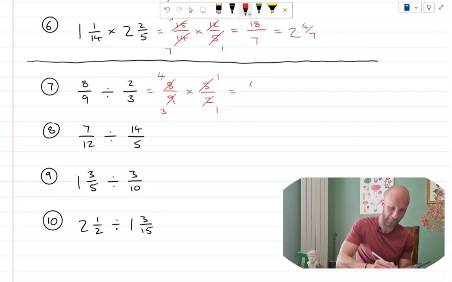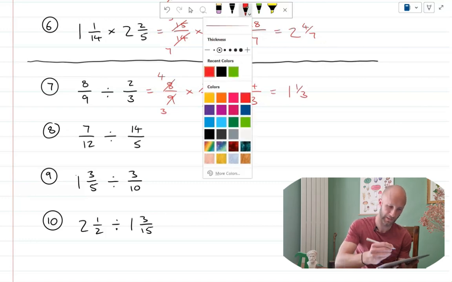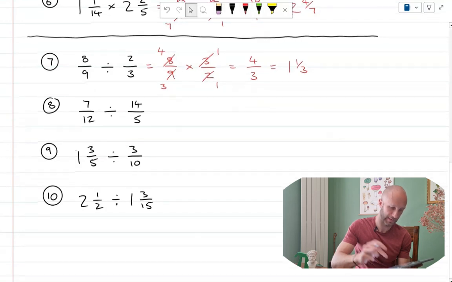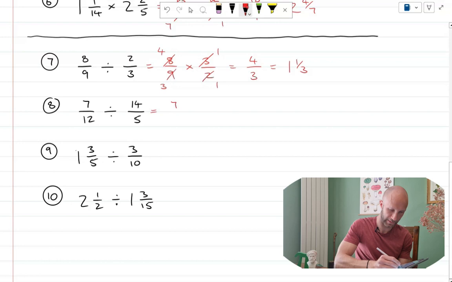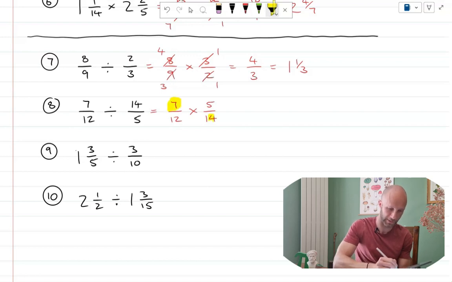And then top times top, 4 times 1, bottom times bottom, 3 times 1, and then convert: 1 and 1 left over, 4 divided by 3. That's it, that's the only step that changes. So exactly the same here, 7/12 divided by 14 over 5. So we keep the first fraction the same, change it to multiplication, and flip the second fraction on its head. So top becomes the bottom and vice versa. And then carry on as if it were multiplication.